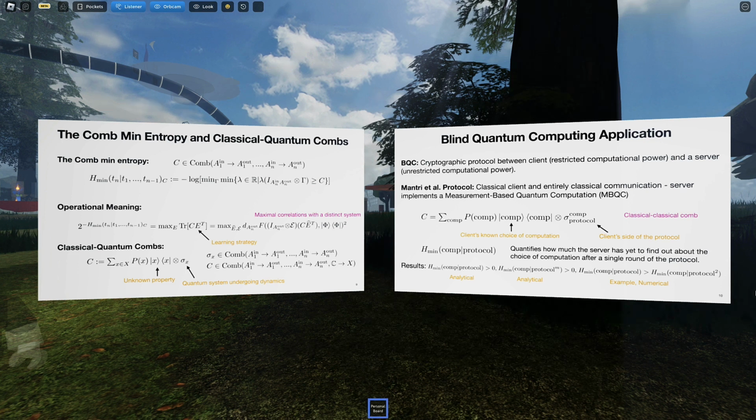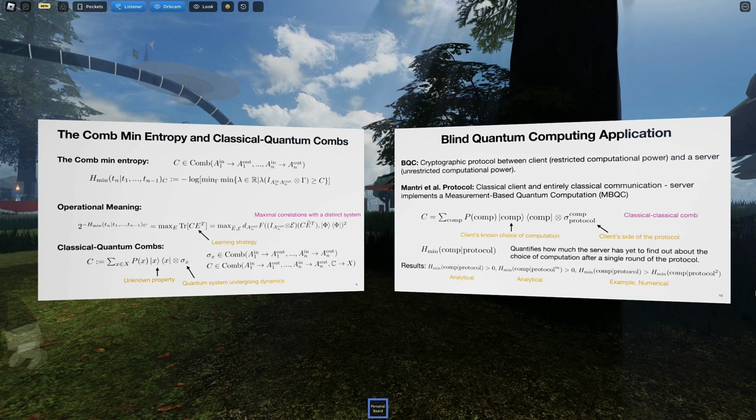They have potentially unrestricted computational power. There's some communication protocol that goes between both parties. And in the end, the client comes out with the result of that computation. But if that client has economically valuable or sensitive information, they don't want this server to know exactly what they're doing and why they're doing it. So it needs to be encoded or encrypted in some way.